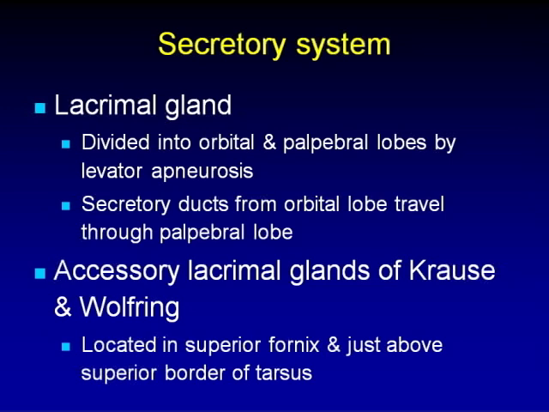I don't know if they're going to ask you where these things are located, but the glands of Krause are located deep in the superior fornix. Wolfring are located just above the superior border of the upper tarsus. It used to be that they said, the BCSC book will tell you, it used to be that they thought the lacrimal gland was responsible for reflex tearing, and these accessory lacrimal glands are responsible for basal tear secretion, but now the thinking is that all tearing is reflex.